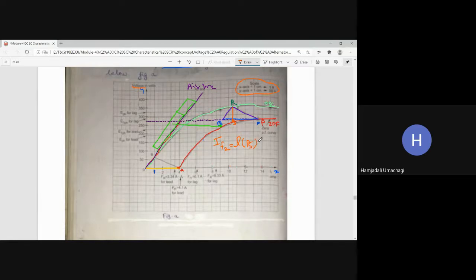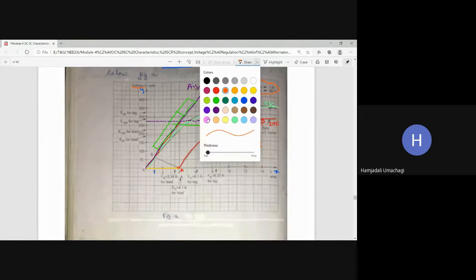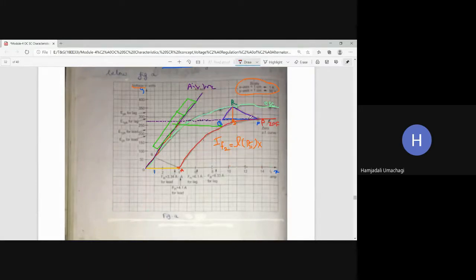Length of PS, which type of distance is it? Horizontal distance, yes or no? You need to measure it now. Length of PS, this value. This length of PS is a horizontal distance. Horizontal distance means x-axis, yes or no? So measure the length of PS and multiply it with the x-axis 1 centimeter information. 1 centimeter is equal to how much here? 1 ampere, yes or no?